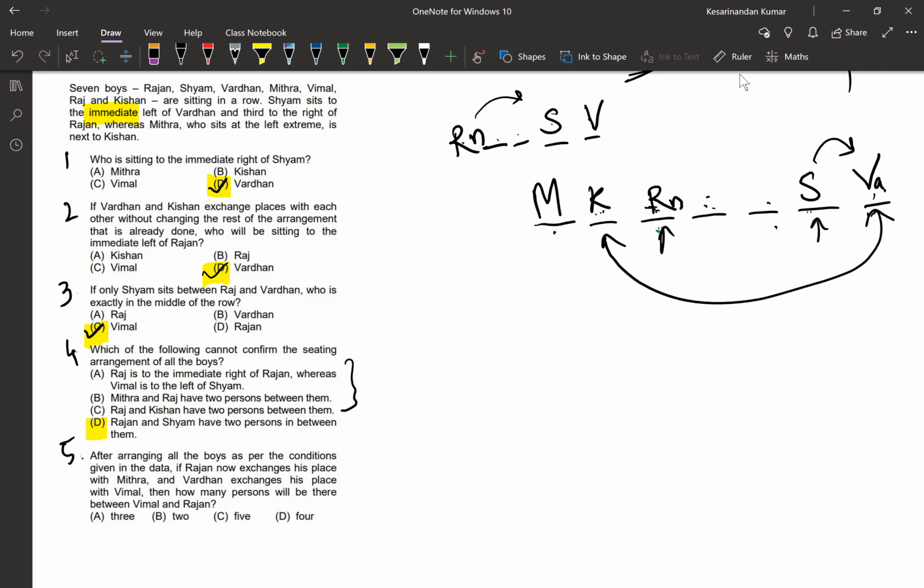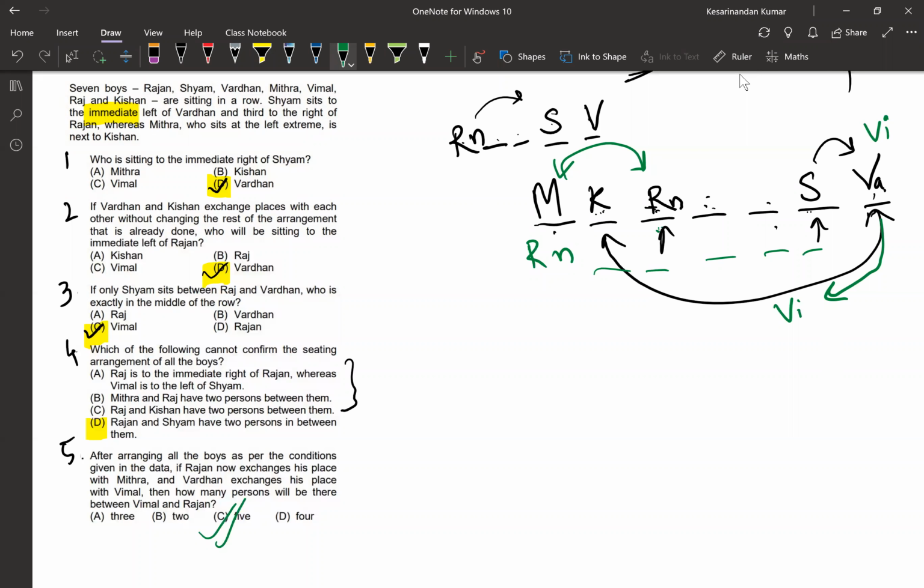Okay. So the fifth one, after arranging all boys as per the conditions given in the data, if Rajan now exchanges his place with Mitra, and Vardhan exchanges his place with Vimal. Where Vimal is sitting, we do not know yet. Then how many persons will be there between Vimal and Rajan? So Vimal is here, Rajan is here. How many people in between? 1, 2, 3, 4, 5.